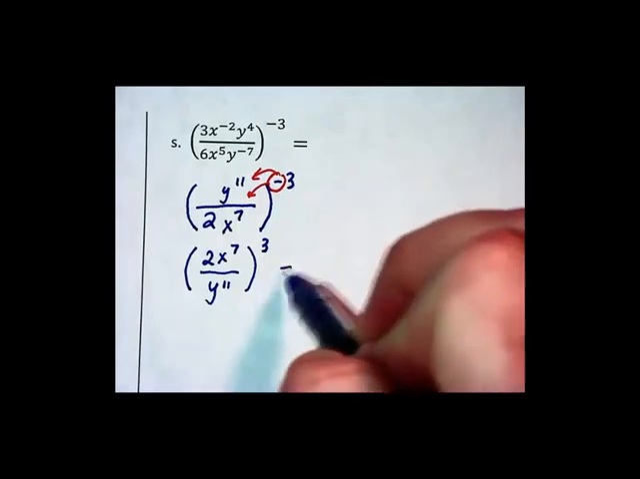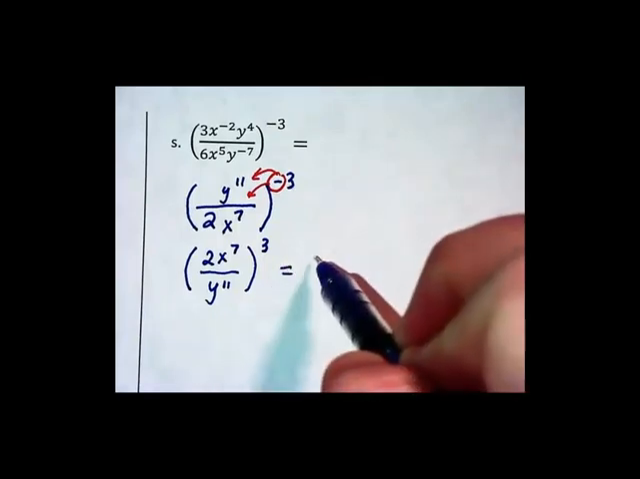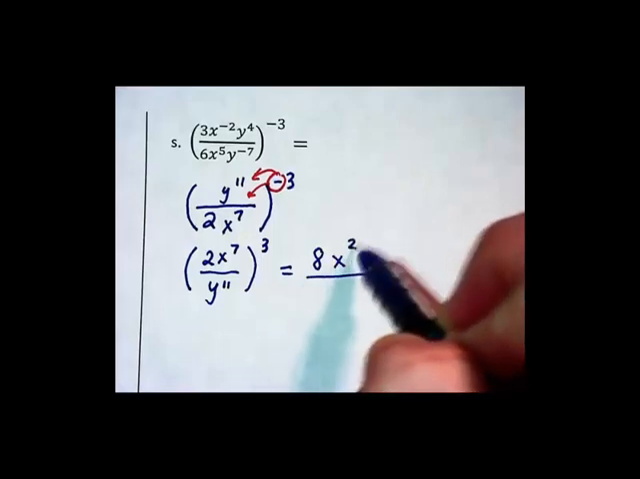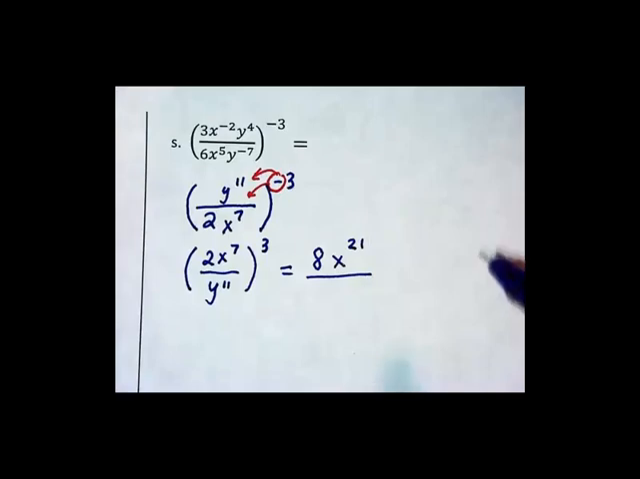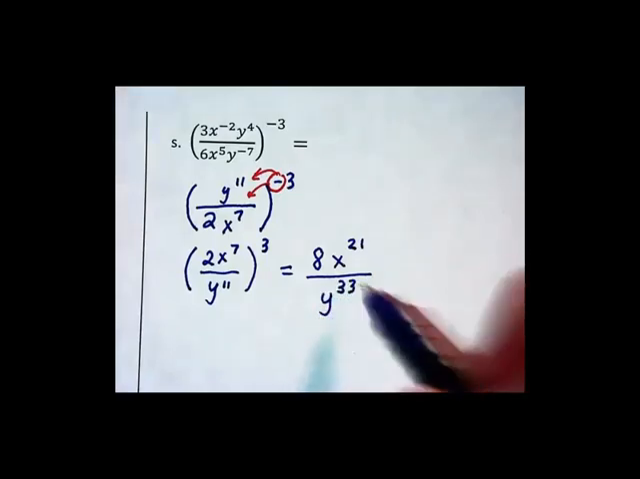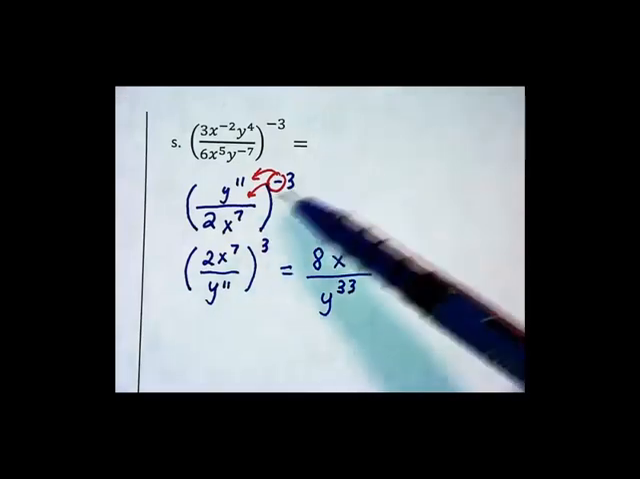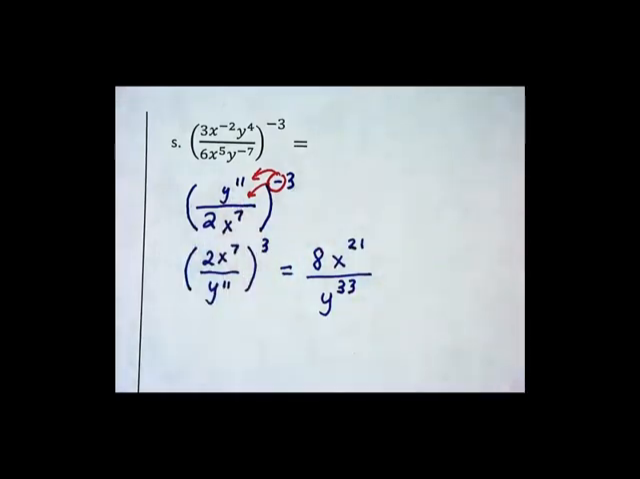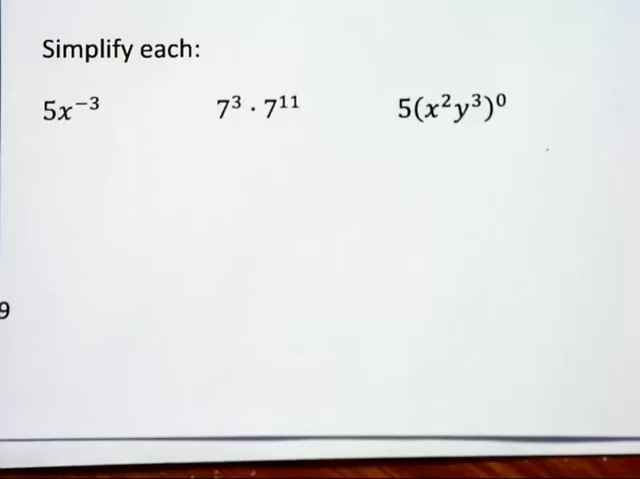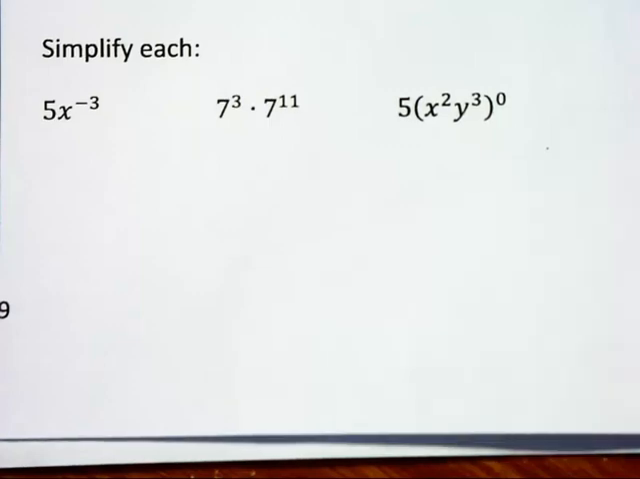Now I'm going to cube everything inside. 2 to the 3rd power makes 8. We're going to have x to the 21st power because we multiply exponents when it's a power to a power. And we're going to have y to the 33rd. So anytime I have a negative exponent outside and kind of a complicated expression inside, I only bring in the negative first in step 1, and then a little bit later I then bring in the 3, and do it as a 2-step process.